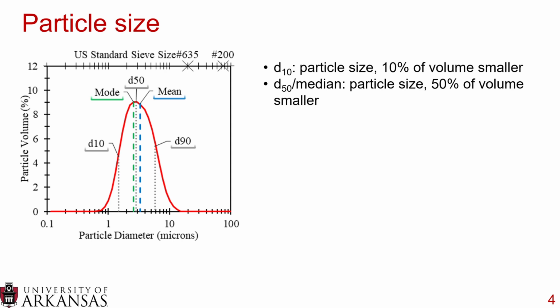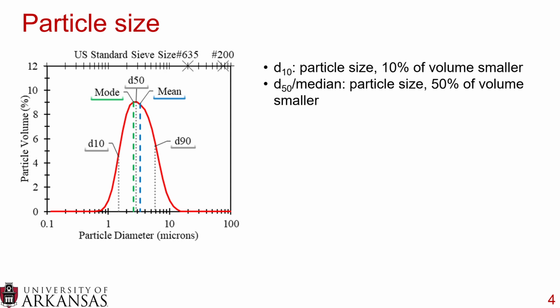Now, a quick review here of what I mean when I say particle size. This is a very typical particle size distribution curve for an asphalt emulsion. And this is something that Tanner came up with. You can see US standard sieve sizes along the top x-axis and then particle diameter in microns along the bottom x-axis. So number 200 sieve is 75 microns. And you can see that particle sizes of asphalt emulsions are all essentially smaller than a number 635 sieve. So that's like the 20 to 30 micron range.